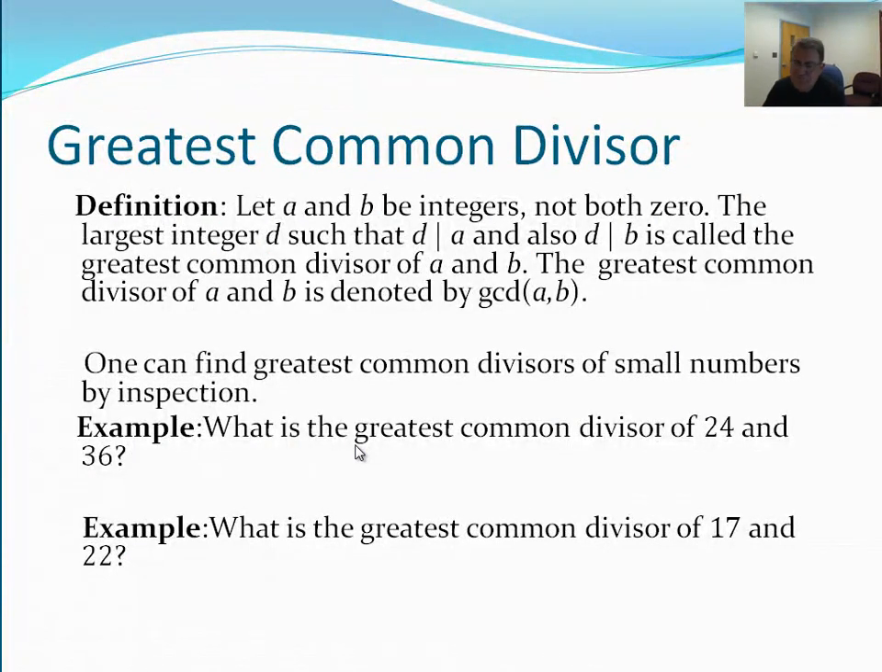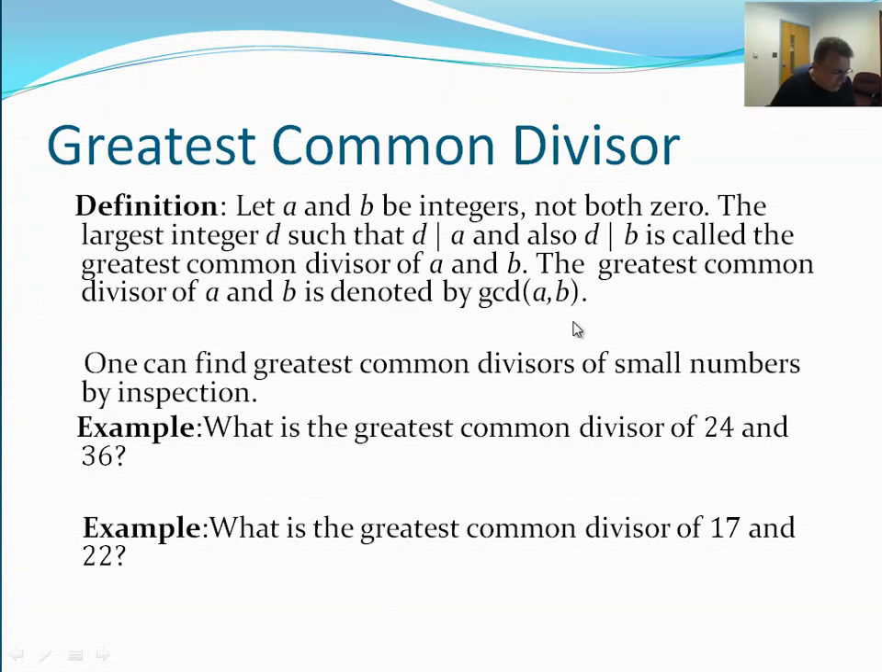Greatest common divisors. When you study the chapter, this section 4.3, please pay attention to the sections that I'm covering here. Read all of them, but pay attention to these. For example, we want to find out the greatest common divisor. Let a and b be integers, not both 0. The largest integer d such that d is divisible by a, and also d divides b, is called the greatest common divisor of a and b. It is denoted by GCD(a, b).